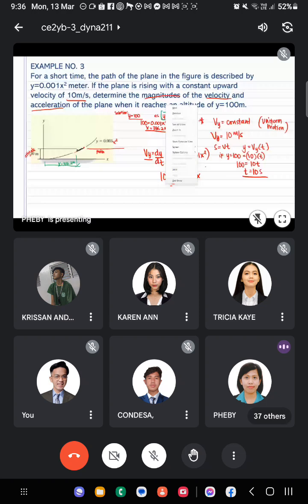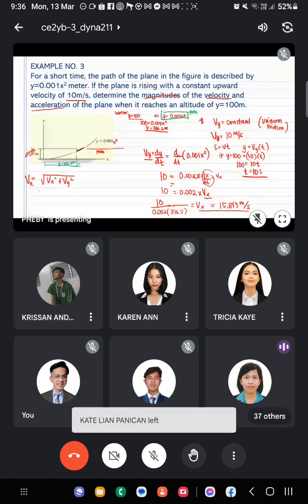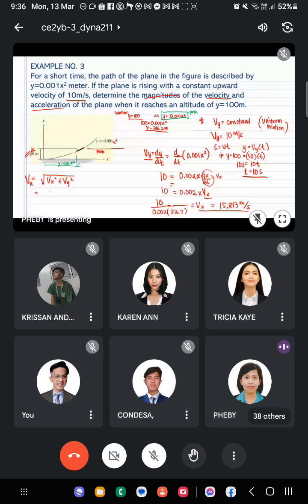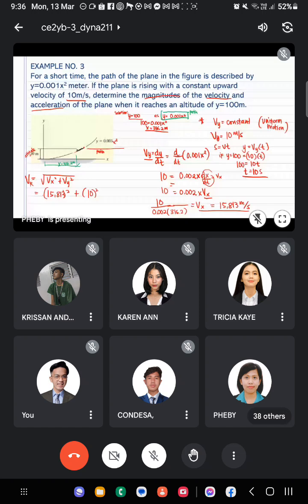Meter per second. Therefore, yung ating velocity is yung resultant niya for that instant: square root of Vx squared plus Vy squared. Kaya this is the square root of 15.813 squared plus 10 squared. So velocity at that instant is 18.7 meters per second. So yan yung velocity niya at that instant.